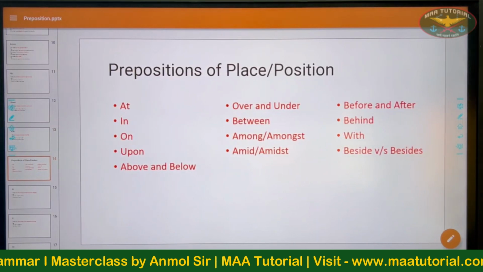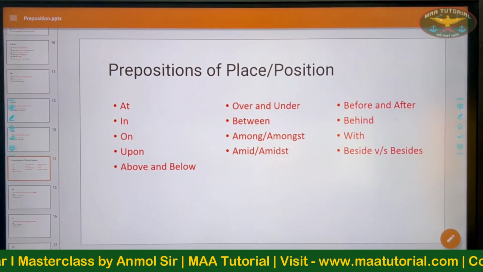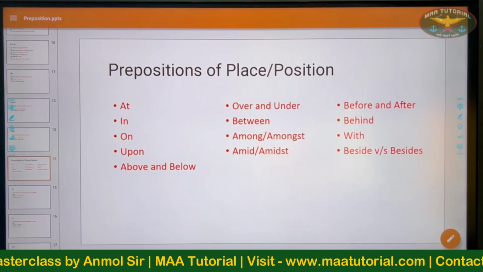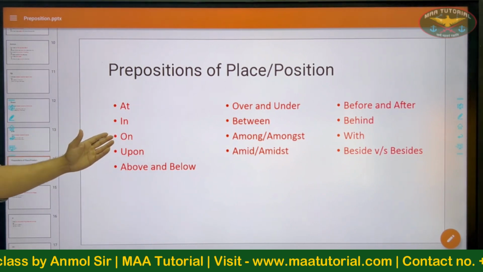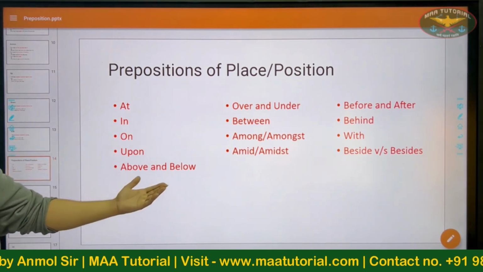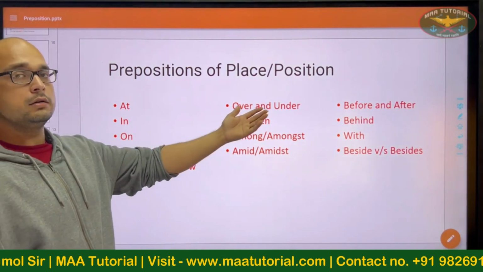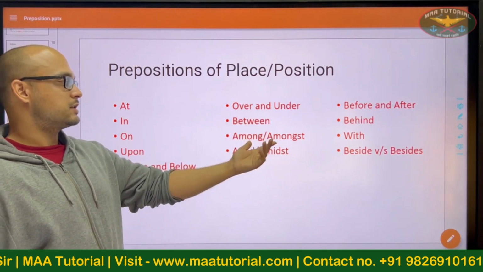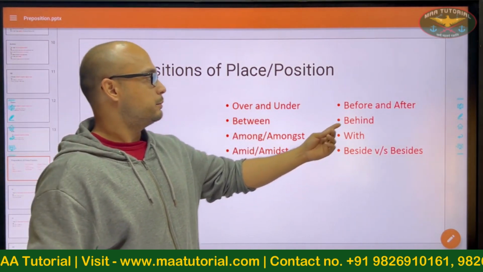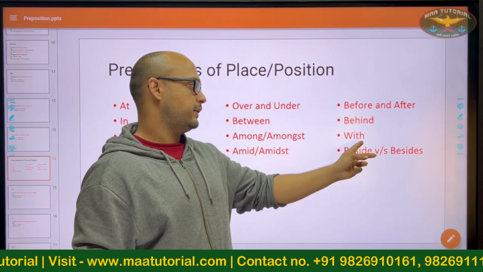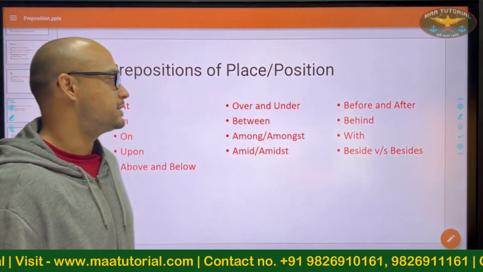Now let's move on to the prepositions of place and position. We have 13 of these: at, in, on, upon, above and below, over and under, between, among, amongst, amid, amidst, before and after, behind, with, beside versus besides.